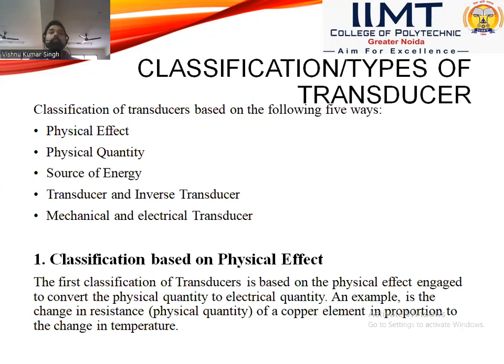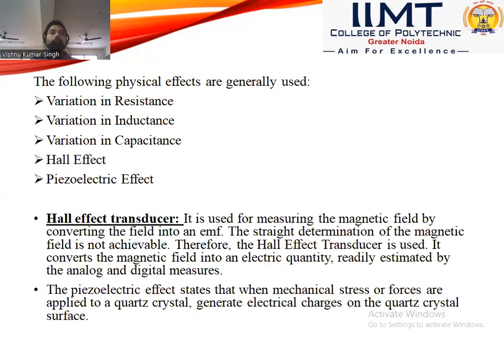The first classification of transducer is based on the physical effect engaged to convert the physical quantity to electrical quantity. As an example, it is the change in resistance of a copper element in proportion to the change in temperature. The following physical effects are generally used. Firstly, variation in resistance, then it could be a variation in capacitance, variation in inductance, Hall effect or piezoelectric effect. Now let us see what is a Hall effect transducer.